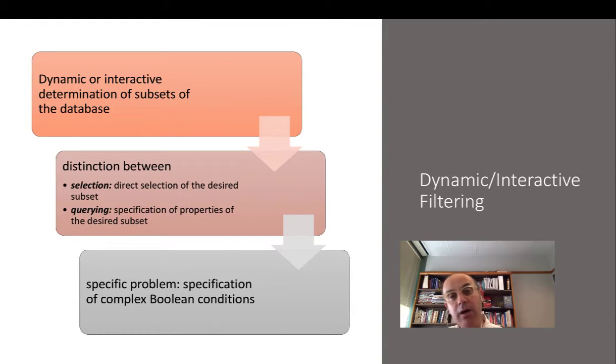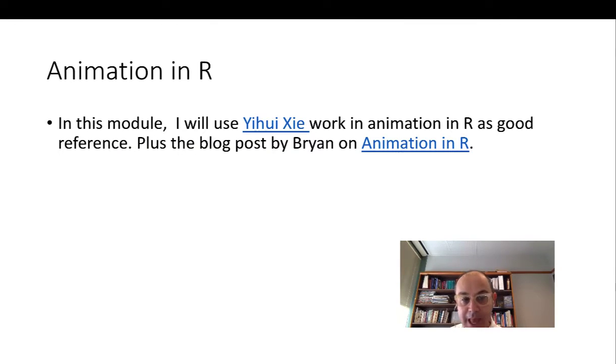And when you are in the interactive space, you have to make a distinction between selection and query, and the ability to specifically point out a specific problem with the ability to search for those conditions in order for them to be met. So this is the idea of filtering, and I want you to have that as a framework when you are thinking about your project. Okay, so animation and all.